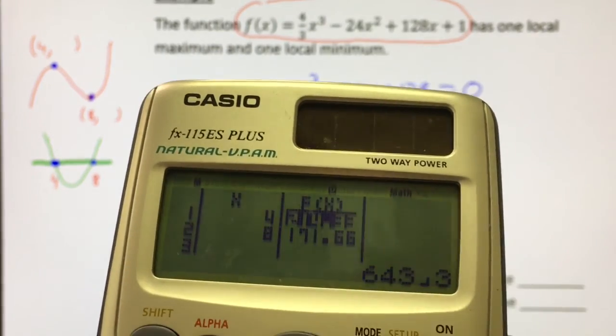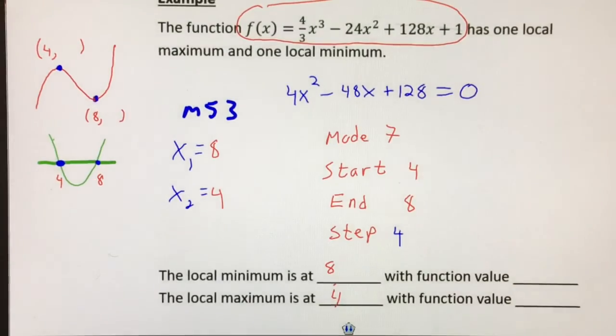So at 4, it's 643 over 3. Now be careful, because the 4 is the bottom one here. Remember, this is 643 over 3 with the 4. And then this one at 8. No, I messed up. The 4, yeah, I did. 643 over 3. And the 8 value is 515 over 3.